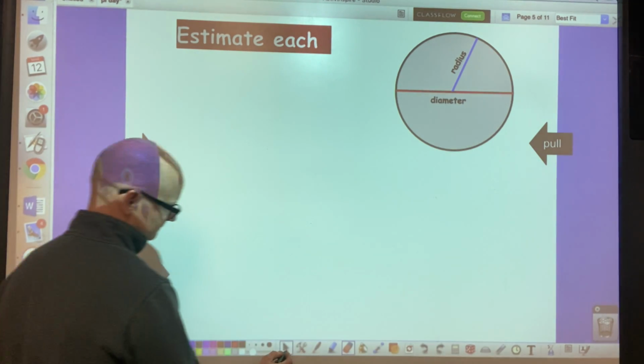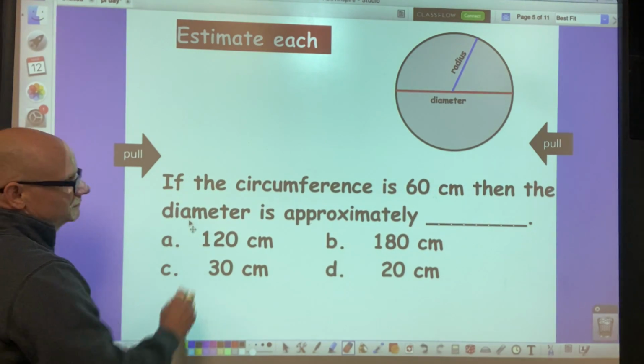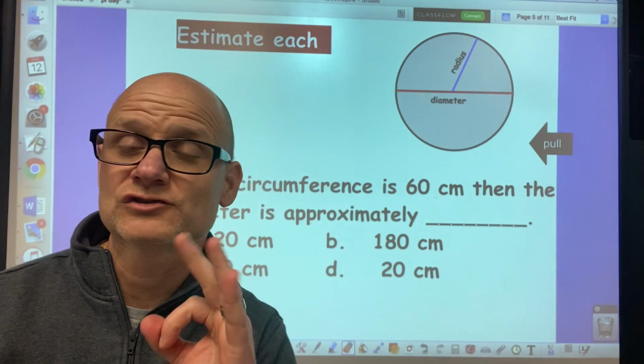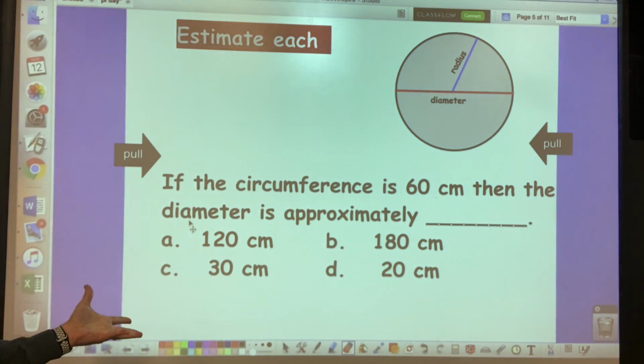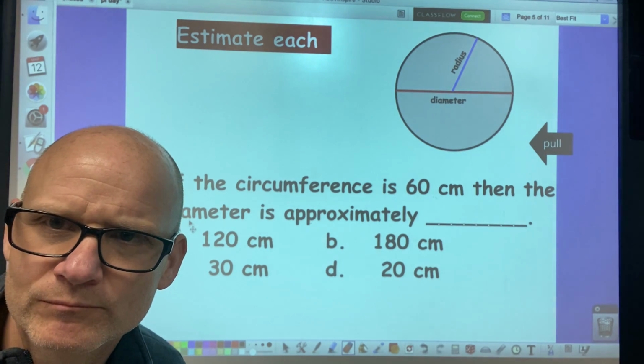Let's try another one. So here we go again. Ooh, it's a little more complicated. If the circumference is 60, what would the diameter be? Press pause and think about that. When you think you got it, press play.